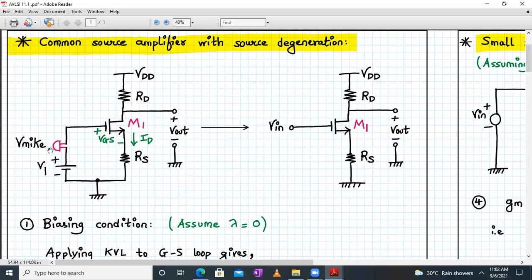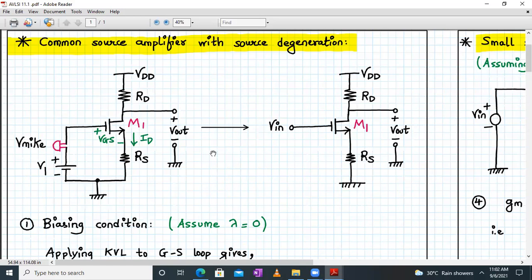Now, we have a microphone signal as we have seen in the CS amplifier, and this microphone signal is a time varying signal of very small amplitude, and we have a V1 bias voltage to bias the M1 transistor in the saturation region. So, in the presence of the signal, the current will flow and your MOSFET will be operating in the saturation region. Fine. So this circuit can be redrawn as follows.